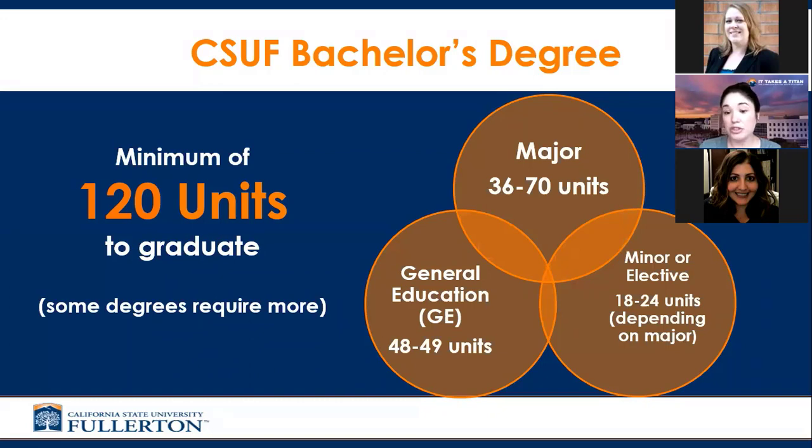Next, in that top bubble is your major units, and that can be anywhere from 36 to 70 units. In most cases, though, the major units hover around the 50 unit mark. So when putting together the 48 to 49 units of GE and roughly 50 units of major, that doesn't necessarily equate to 120 units. That's where this third bubble comes in. You may have about 18 to 24 units to complete that you can do maybe as a minor, or maybe you just take some elective units and experience some other side of your major.